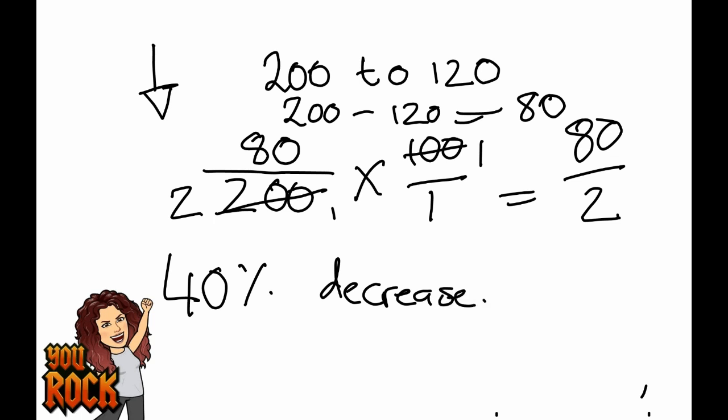Okay, I'm just going to show you where the steps come in. First of all, I see whether it's an increase or a decrease. I do that by seeing if the number becomes smaller or bigger. In this case, it becomes smaller, so we are working with a decrease. Then I work out the difference between the original number and the second number. When I write this fraction, the original number becomes my denominator, and the difference between the two becomes my numerator. Then I times it by 100 over 1 to work out the percentage, and in my answer I have to write the percentage and whether it was an increase or a decrease.